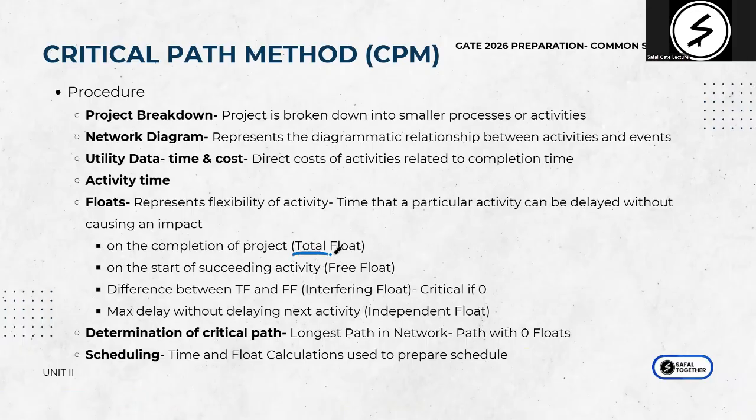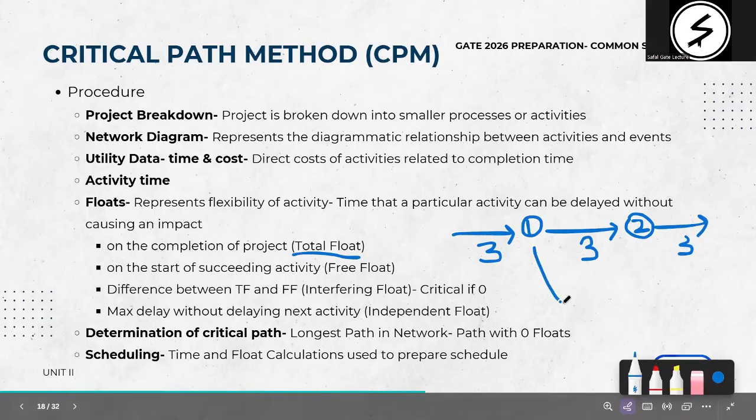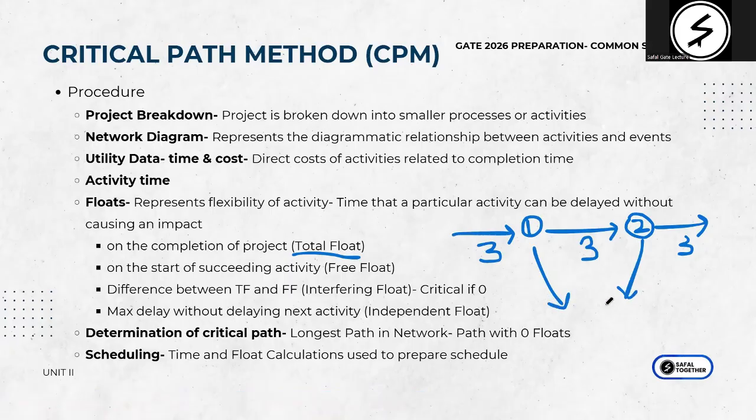So the total float is something that is for the entire project. Your particular activity can be delayed without causing an impact. How much of that flexibility in the entire project is called total float. So I have a task for 3 days. I have a buffer of 1 day, and then I have another task for 3 days. Similarly, I have 2 more days of buffer, and then I have another task for 3 days. So in this case, my total float is 1 plus 2. The entire project's flexibility that I have is your total float.